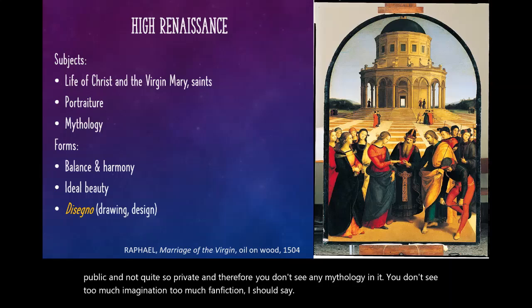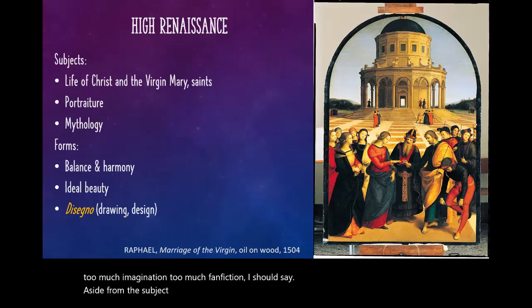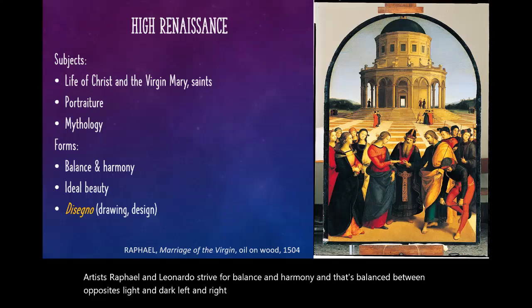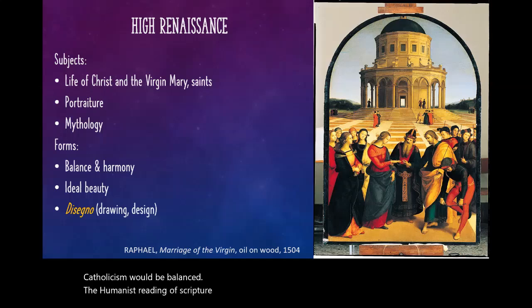Aside from the subject matter, formally, structurally, artists like Raphael and Leonardo strive for balance and harmony, and that's balance between opposites: light and dark, left and right, and heaven and earth. So the humanist view of Catholicism would be balanced, the humanist reading of scripture, of dogma. And remember, that's where certain fundamentalists like Savonarola come into confrontation with humanism.